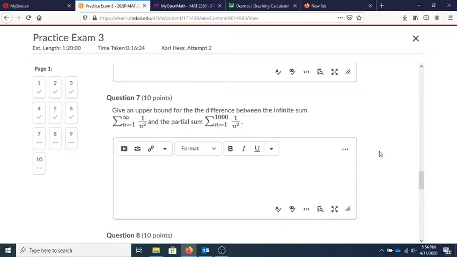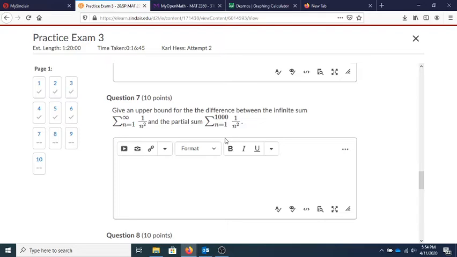Alright, 4 more questions. Give an upper bound for the difference between the infinite sum. Oh, so this is the p-series we were just talking about, where the nth term is 1 over n squared, and the partial sum where n just goes from 1 to 1,000.